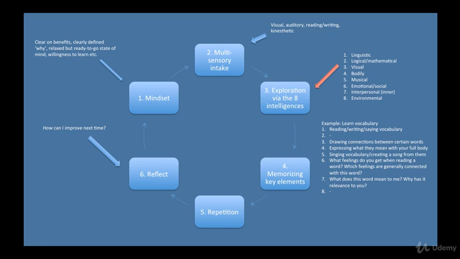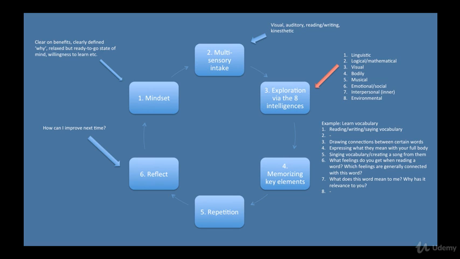So, for instance, let's have a look at the example, learn vocabulary. Let's say your French teacher tells you, right, until tomorrow, you're going to learn these 30 words. And you're like, okay, how am I supposed to do that? I cannot learn 30 words in a day. Now, many people I know can, but if you're a person that is like, I'm good at so many things, but I'm just not good at that, then try to look at this vocabulary from the perspective of the exploration via the 8 intelligences.